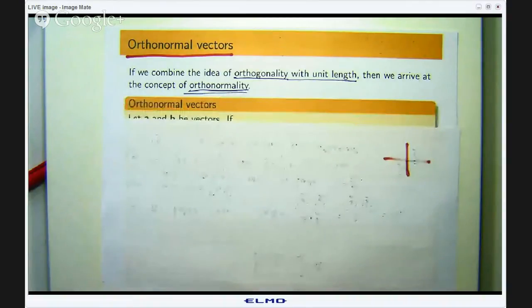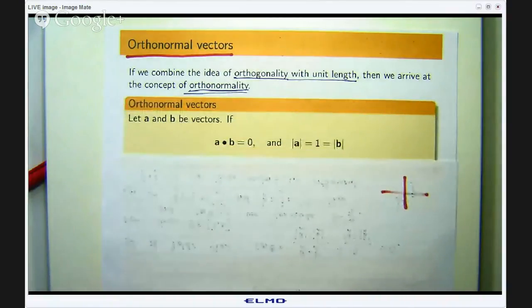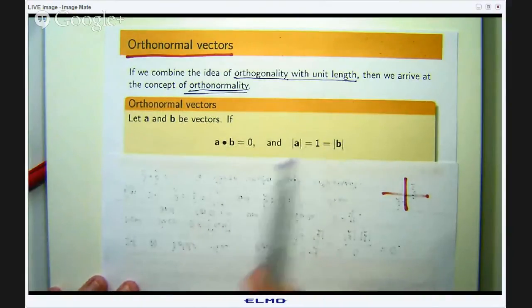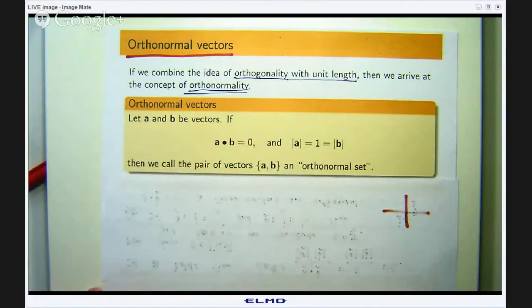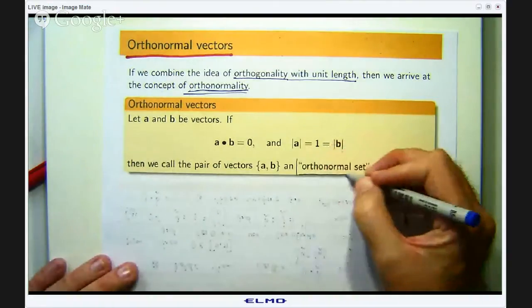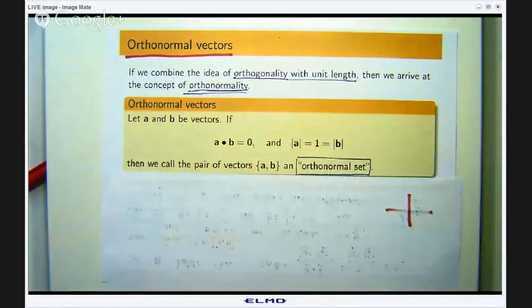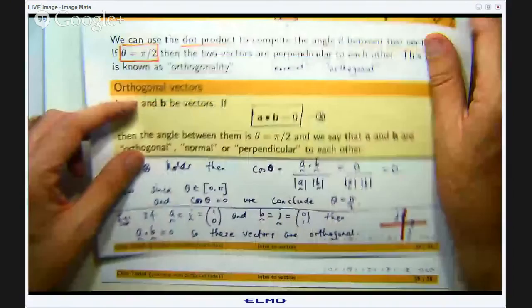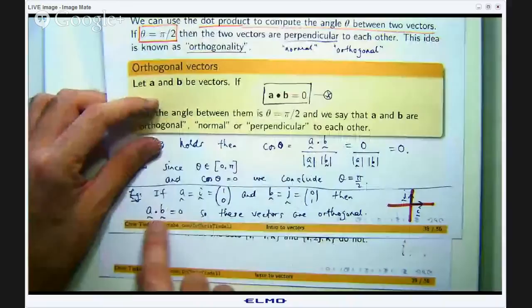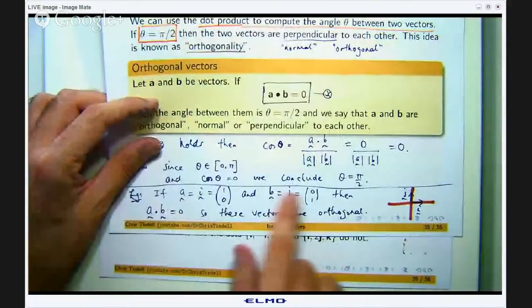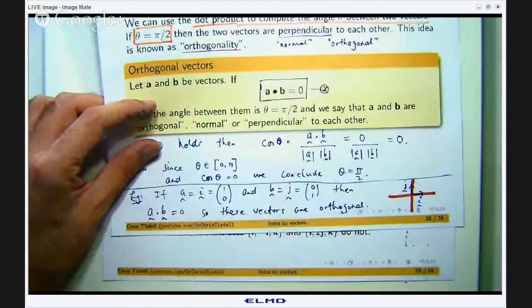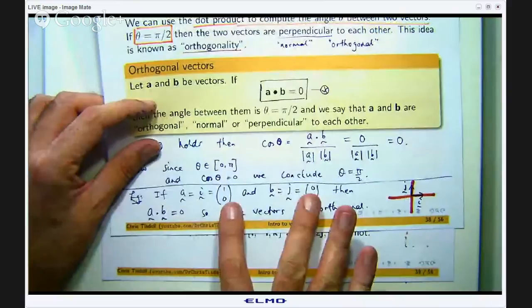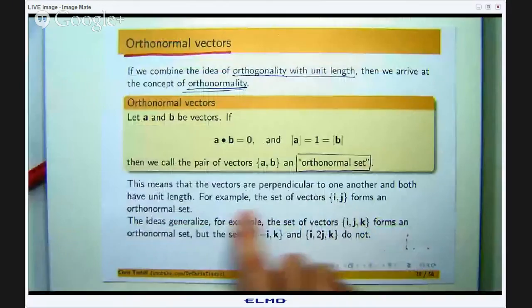Okay, so what is the definition? Well, let A and B, say, be two vectors. If their dot product is 0 and the lengths of the vectors are both equal to 1, then we call the pair of vectors an orthonormal set. Okay, so let me go back to the example that I had on this page. We had the i vector and the j vector. Those two vectors are definitely perpendicular to each other or orthogonal, and we know that i and j both have length equal to 1. So this set here, i comma j, would be an orthonormal set.